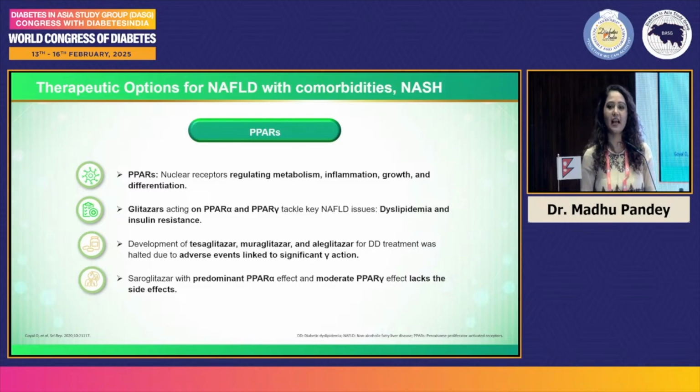So therapeutic options for NAFLD with comorbidities, NASH, include PPARs, nuclear receptors regulating metabolism, inflammation, growth, and differentiation. Among the glitazars we have now saroglitazar, acting on PPAR alpha and PPAR gamma, tackling NAFLD issues, dyslipidemia, and insulin resistance. Development of tesaglitazar, muraglitazar, and aleglitazar for diabetes treatment was halted because of adverse effects linked to significant gamma actions, and saroglitazar, with predominant PPAR alpha effect and moderate PPAR gamma effects, lacks those side effects. So saroglitazar is still the preferred choice for NAFLD with comorbidities and cardiovascular risk.